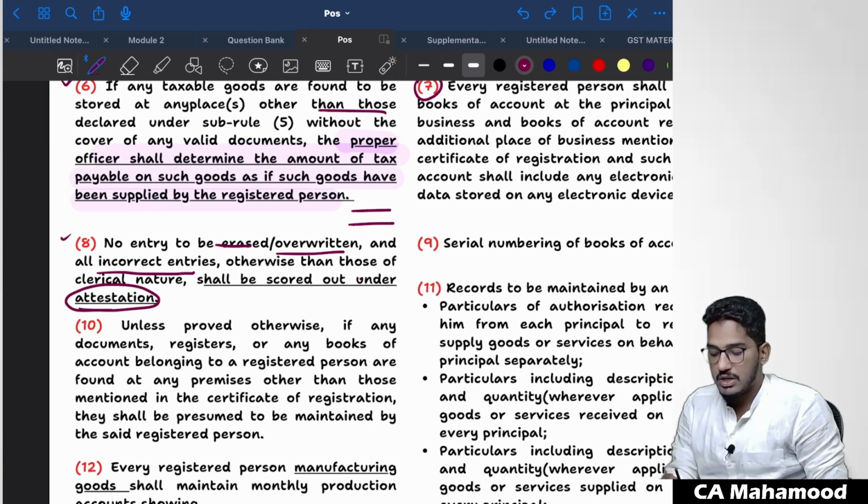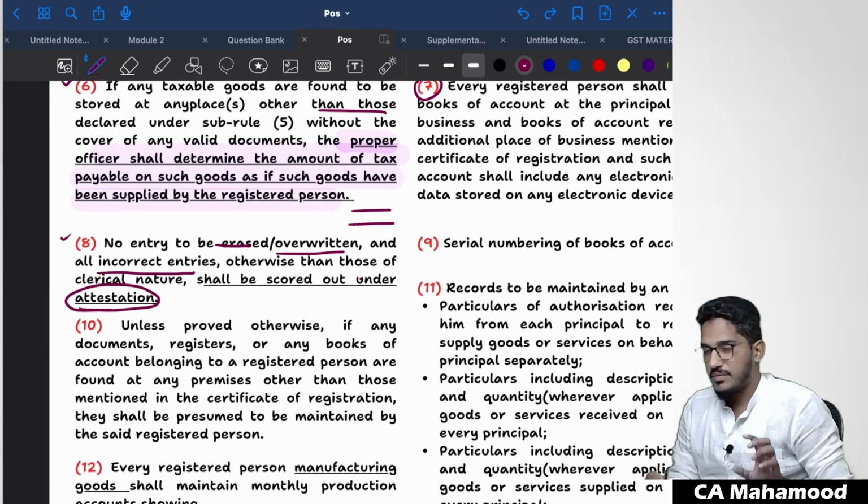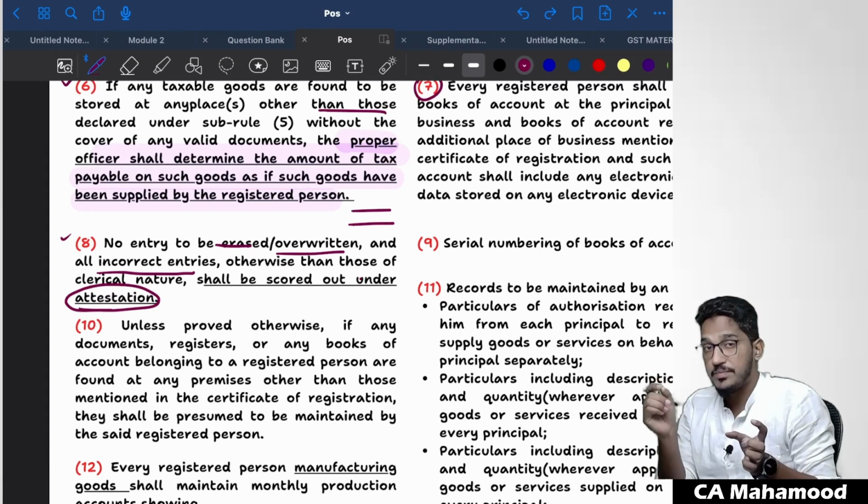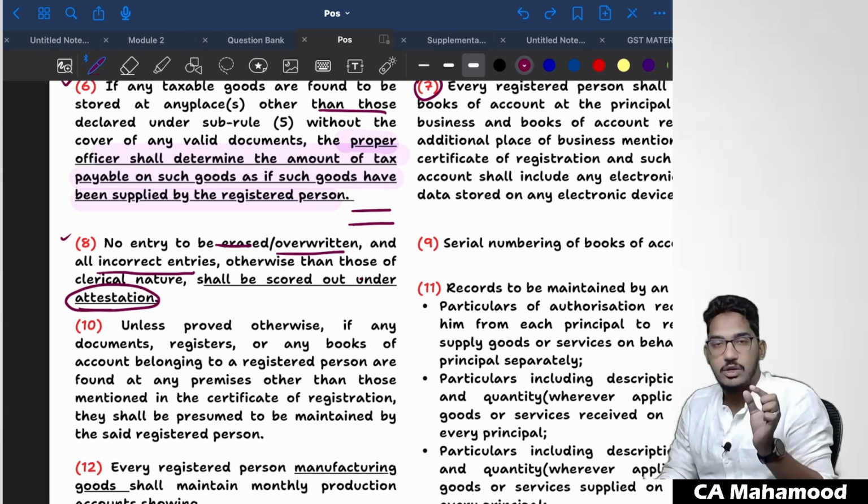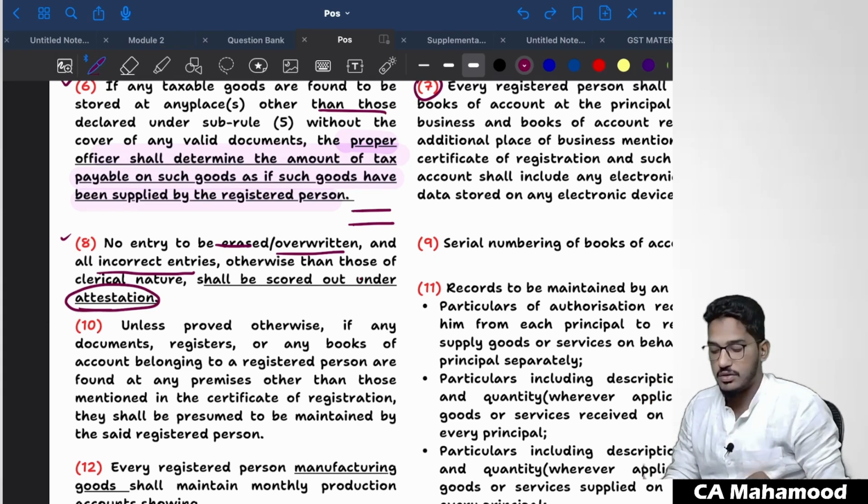Able to understand? So that's what they say. No entry can be erased or overwritten. If at all any incorrect entry is there, other than one of a clerical nature, that you can score out only under attestation. If the incorrect entry is because of a clerical nature, you can score it out without attestation.